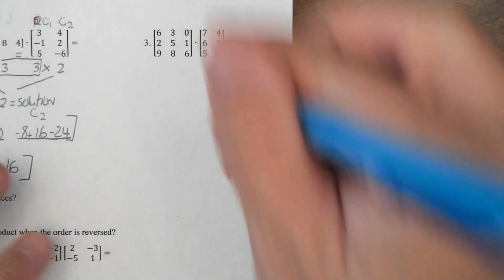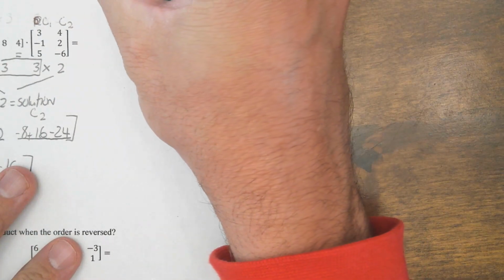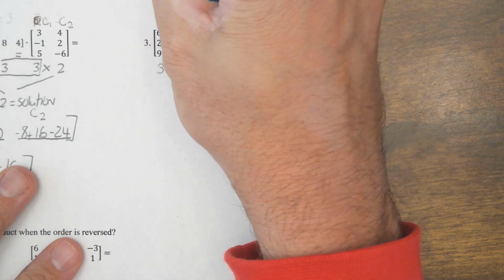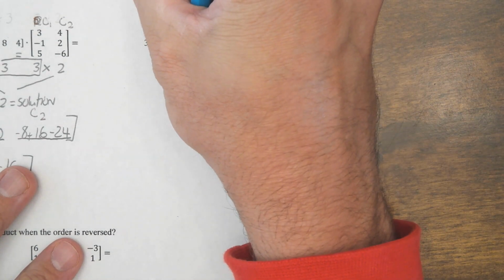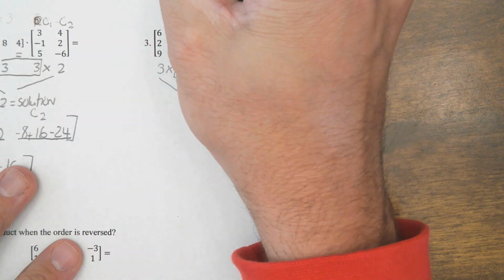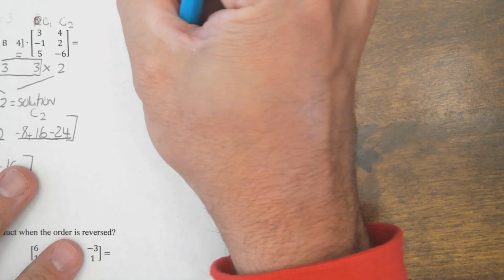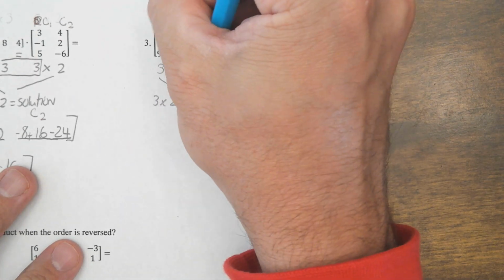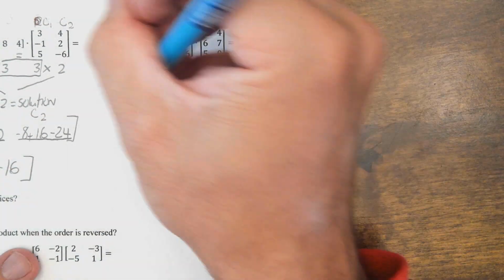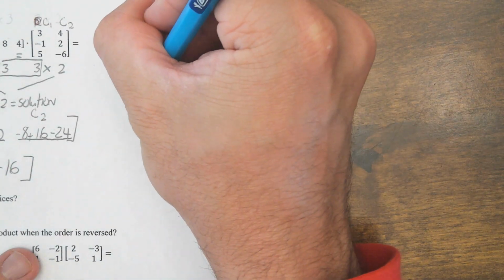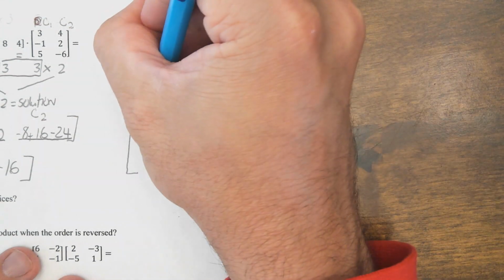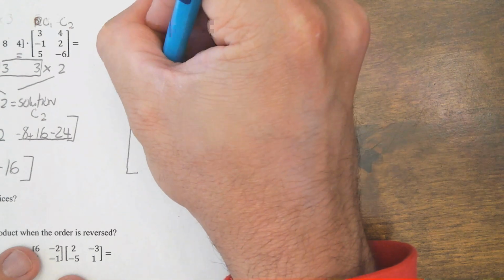number 3. So this time, what do we have here? We have a 3 by 3, and we have a 3 by 2. So our middle match, so we can perform multiplication here. So we take the rows of the first, the columns of the second, and we see that we have a 3 times 2 equals our solution. So what I'm going to do immediately is draw a 3 by 2. So I've got 3 rows, 2 columns.